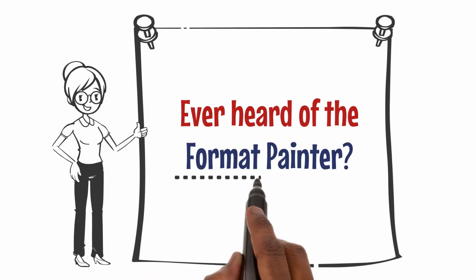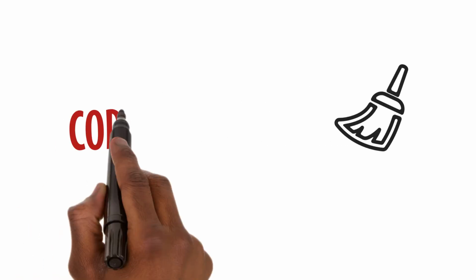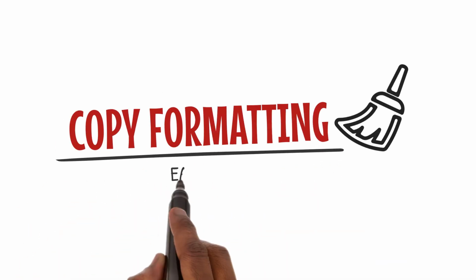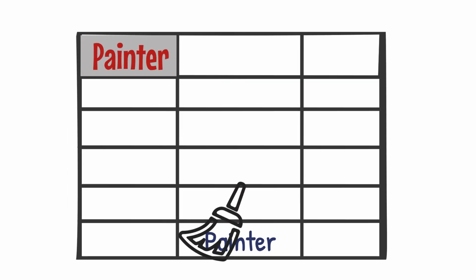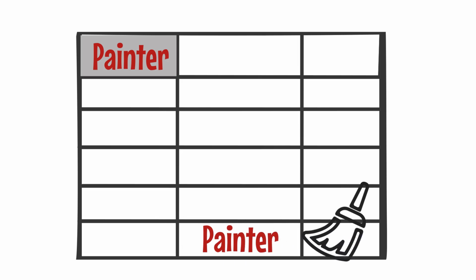Ever heard of the Format Painter? It's like a paintbrush that lets you copy formatting from one place to another. Just select the beautifully formatted cell, click the Format Painter, and apply it wherever you want.